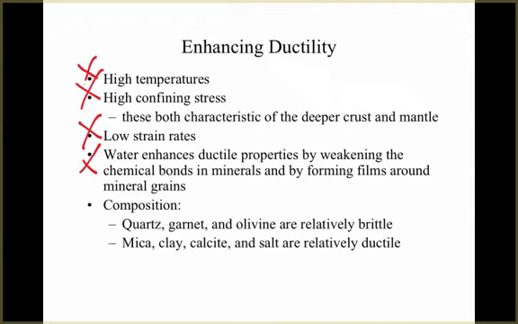So quartz, garnet, and olivine are relatively brittle. Quartz is more abundant in the crust, and so in general helps the crust to behave brittlely, certainly in the upper crust. Whereas mica, clay, calcite, and salt are relatively ductile.